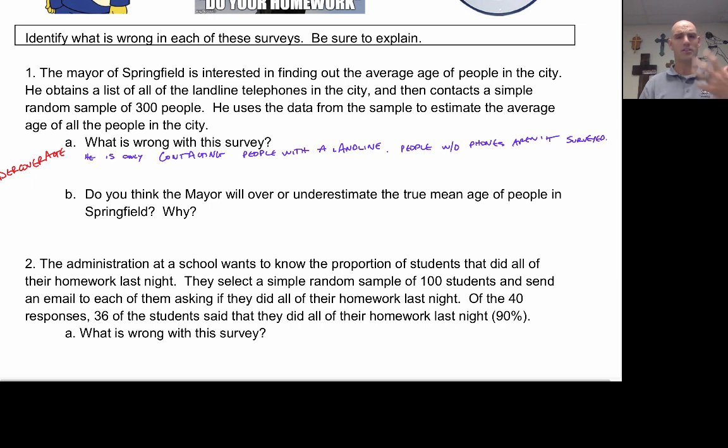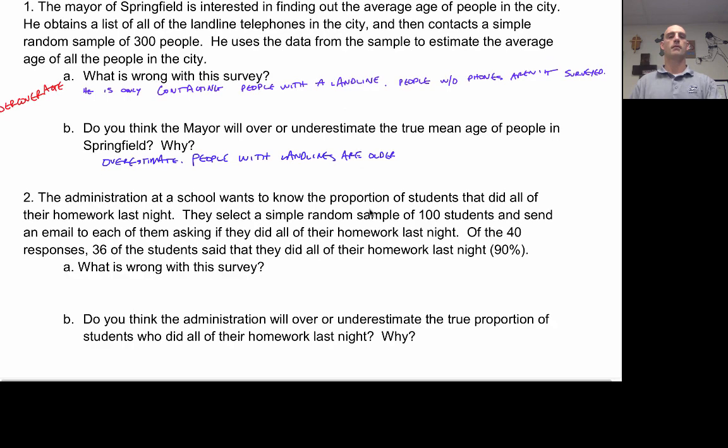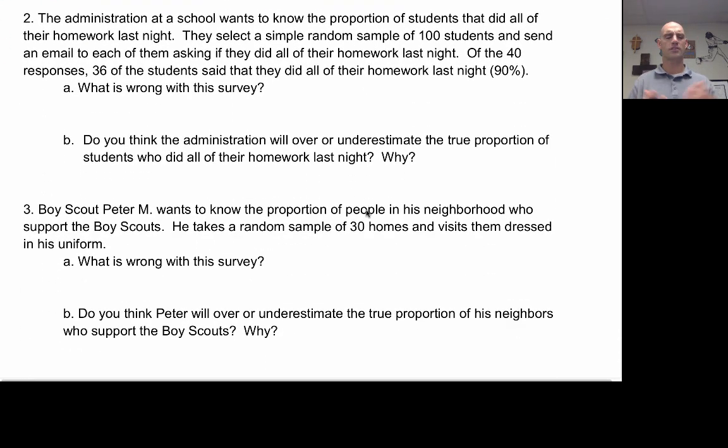Second thing, do you think the mayor will underestimate or overestimate the mean age of people in Springfield? Probably this is where you'd mention the fact that older people have landlines. So he'd probably overestimate. People with landlines are older, right? So these are things that can come up in surveys, and we talk about people who have cell phones and use cell phones as their primary source of phone. Older people, so you're going to tend to overestimate.